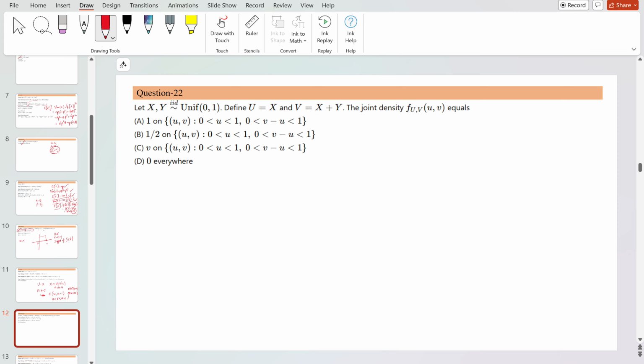Let's move forward, try to solve this. You have to find out the joint density f of uv when you are having the u and v.